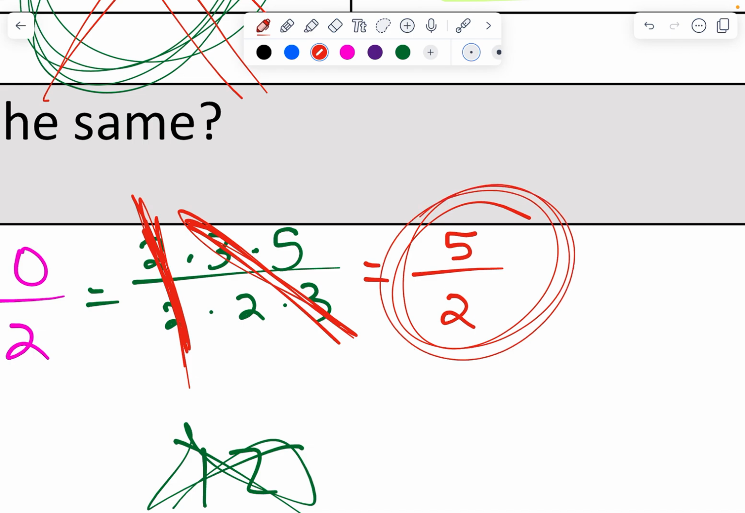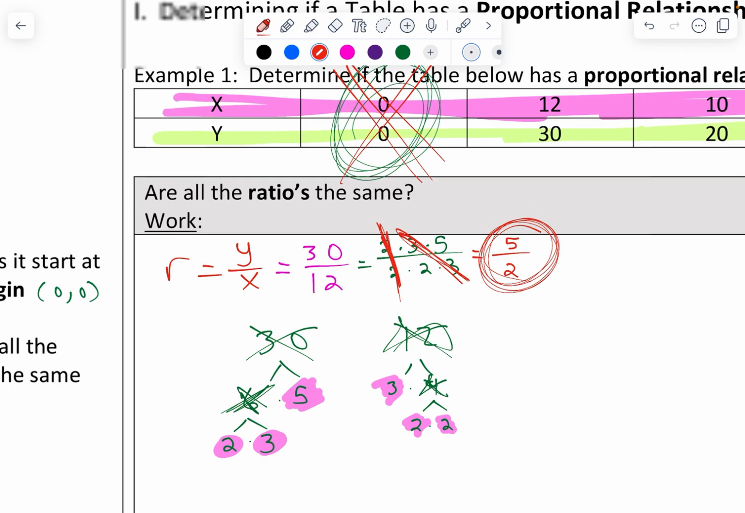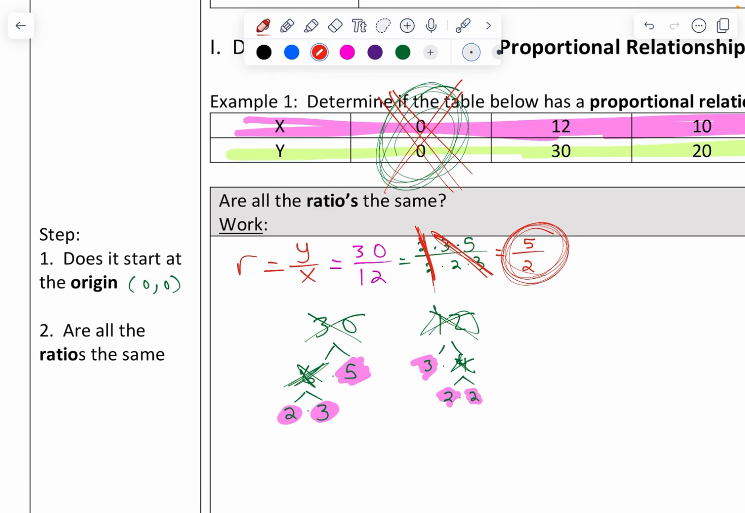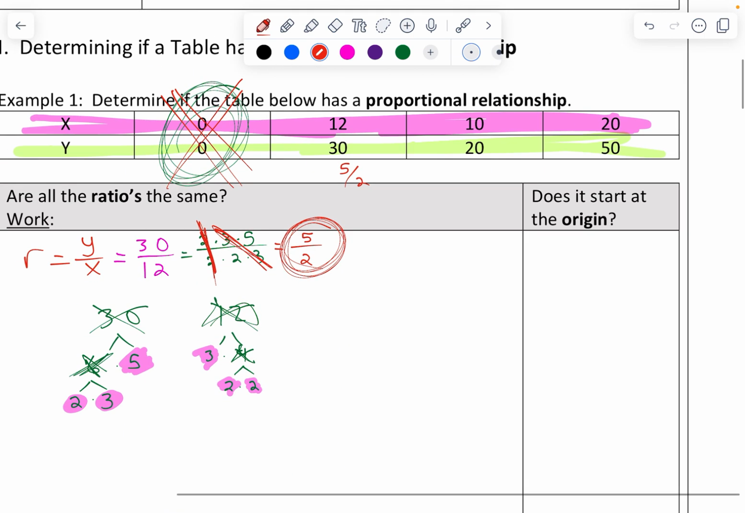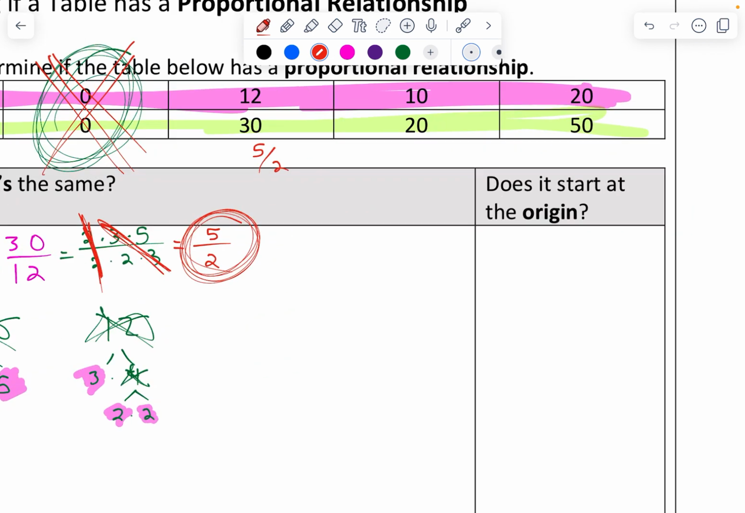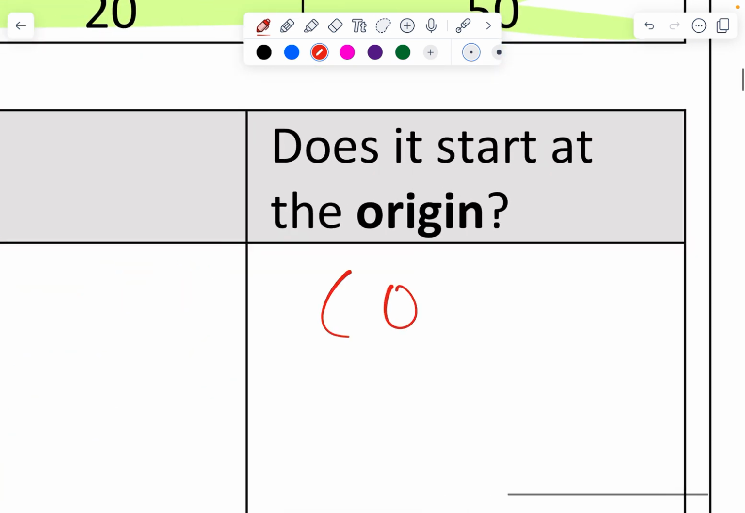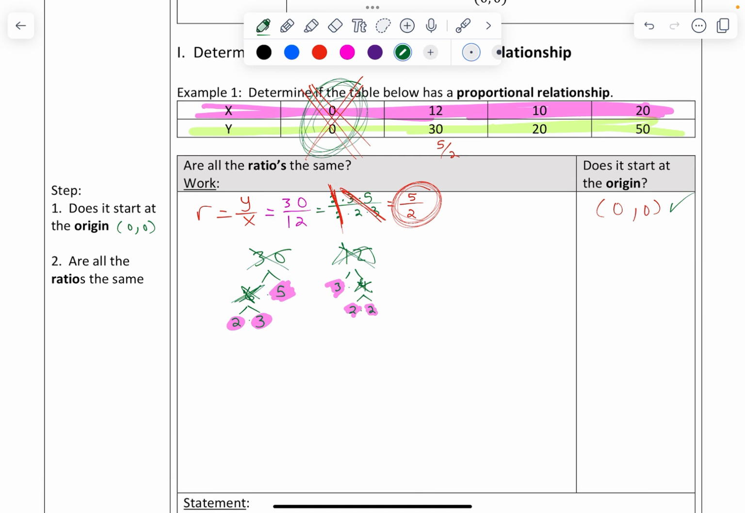So there's my ratio, my fraction. Okay, well, what that's telling me is that for these other ones, I got 5 over 2 here. I better get 5 over 2 for the rest of them. Because if I don't, then it doesn't work, okay? Now, it said, do we start at the origin over here? Yeah, we already said that. We said on the left side, okay? So cool, hey, I need to check the next one now.